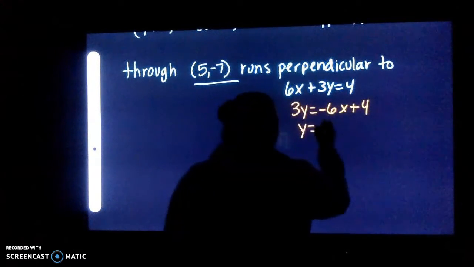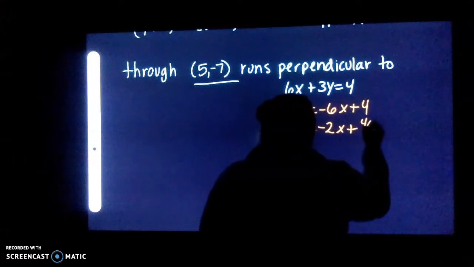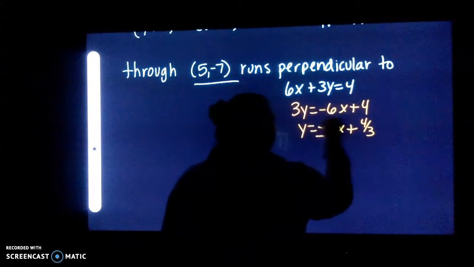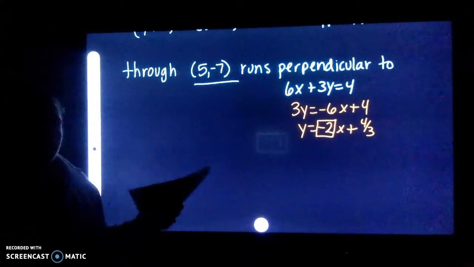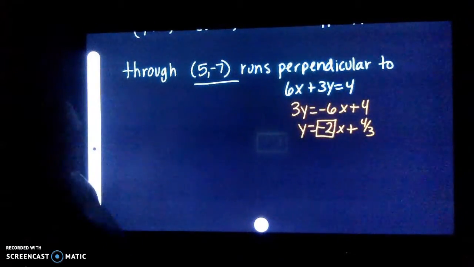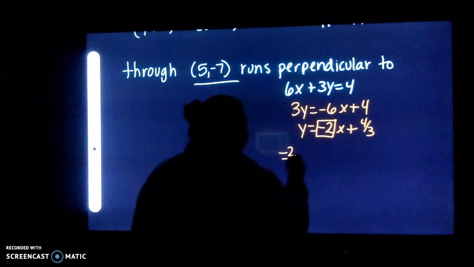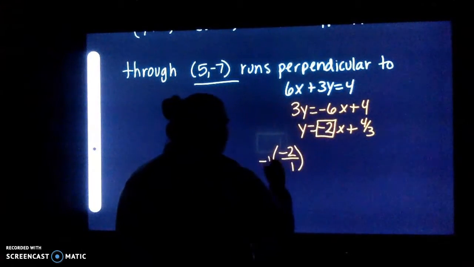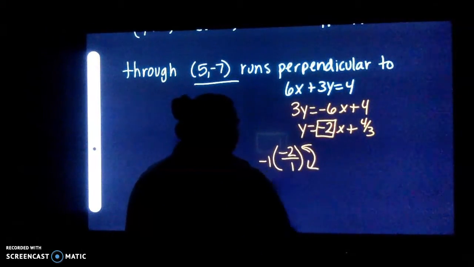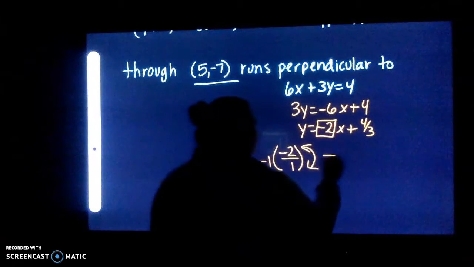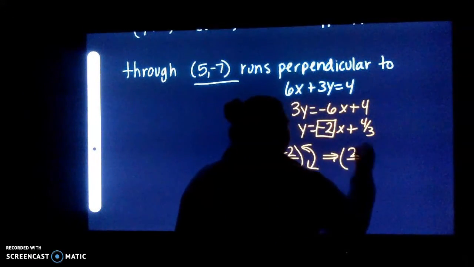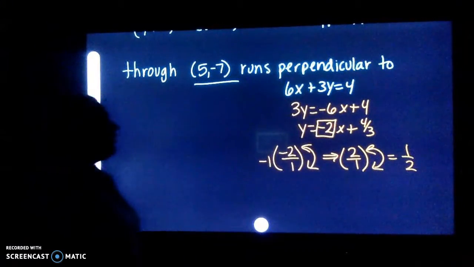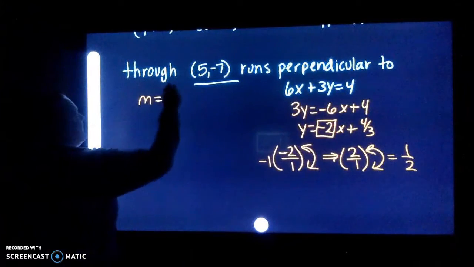Divide each side by 3, and I get y equals -2x plus 4/3. So -2 was the slope of the line that's running perpendicular to mine. So to find my slope, I need to take that -2 and put it into a fraction. I'm going to multiply it by a -1, and I'm going to flip it over. So when I multiply by -1, this becomes 2 over 1, and when I flip it over, it becomes 1/2. So my slope is 1/2.